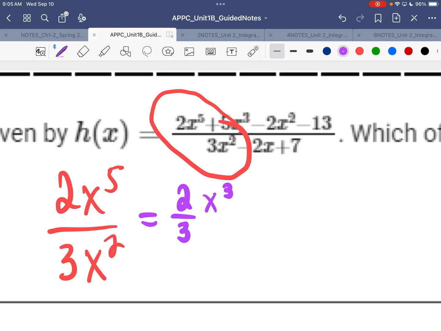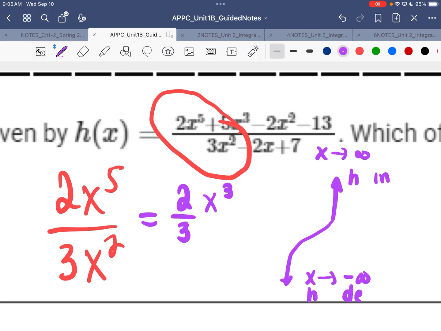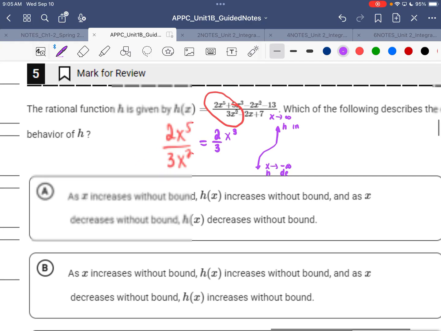So this just looks like a cubic polynomial that is positive. So on the right side, it's going up, and on the left side, it'd be going down. So as the x's are increasing without bound, the y's, or h, I think is what it used, should have been also increasing without bound. When the x's were decreasing without bound, the y should have been decreasing, which I think is A. X increasing, h increasing, x decreasing, h decreasing. Yeah, A.